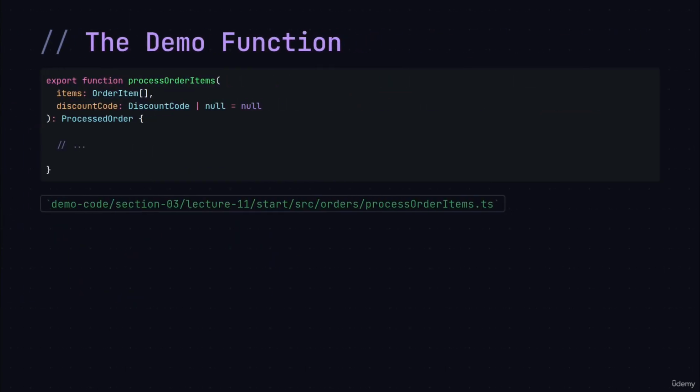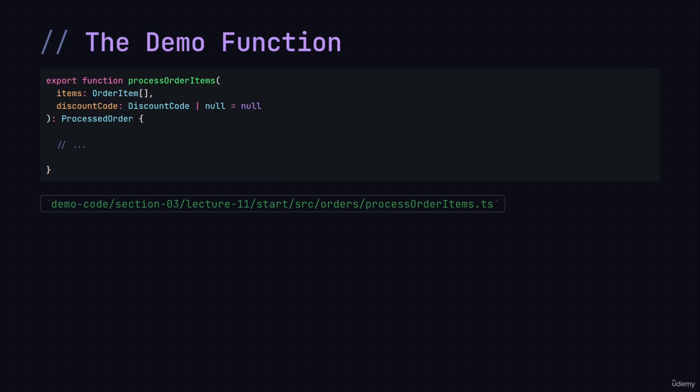Now let's look at the demo function for which we'll generate tests. So here we have the process order items function that takes in two parameters, items and discount code, where items is an array of order item and discount code is of type discount code, but this is an optional parameter, so the default there is null. And then ultimately we return a process order object.